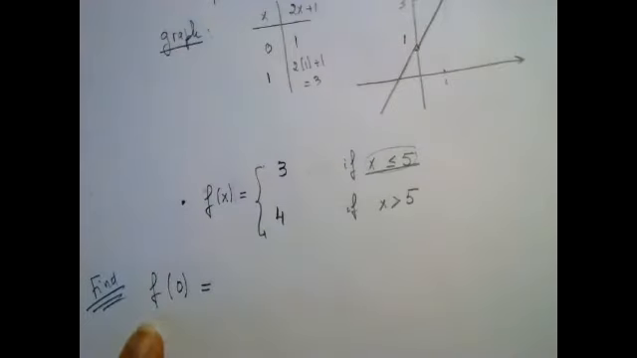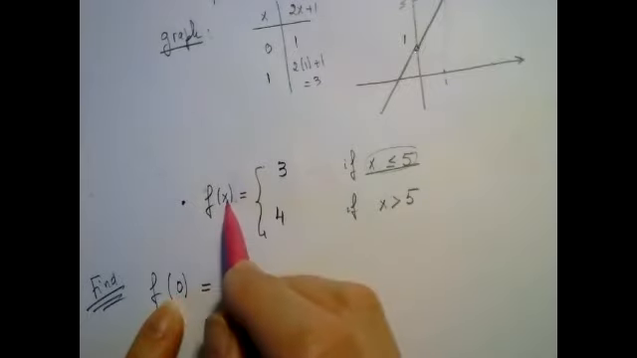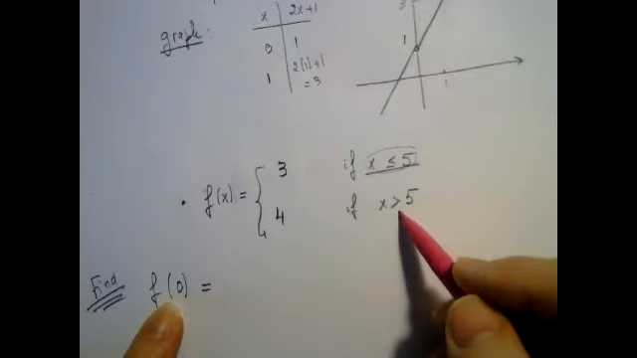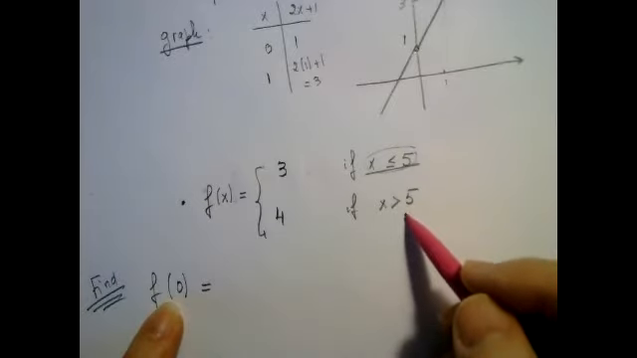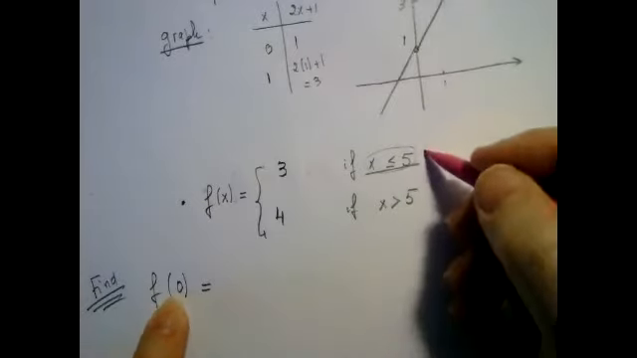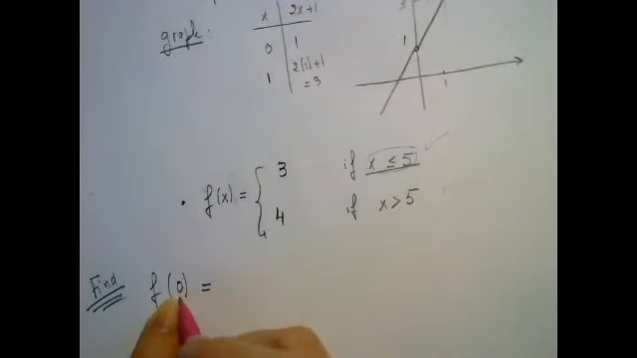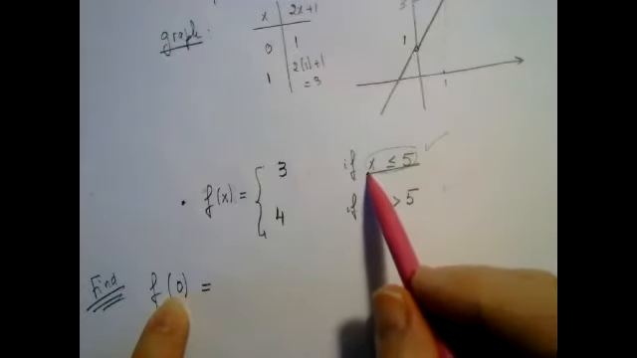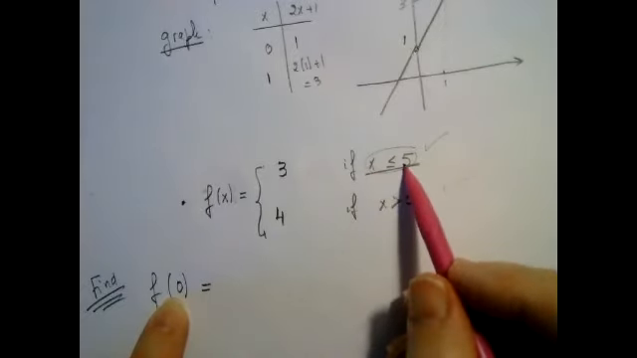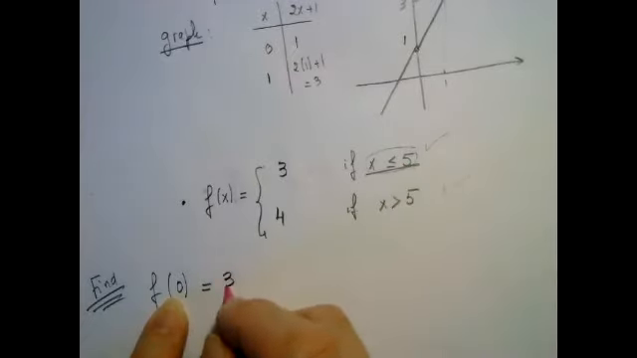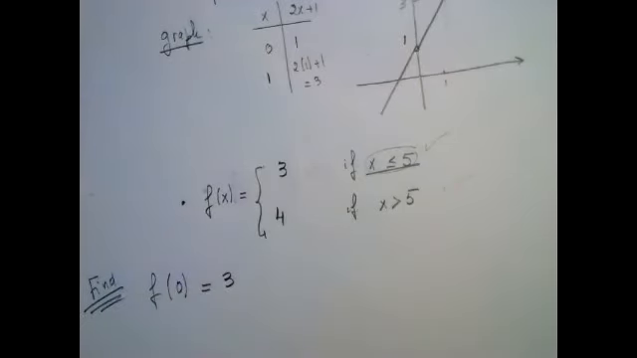What is f of 0 in this picture? How are we going to do it? You say, okay, my input is 0. What's going to be my output? I go back here and ask myself, which condition does my input satisfy? Does it satisfy this condition or that condition? The rule depends on my input. So my input is 0, and 0 is less than 5. So the rule tells me if your input is less than 5, your output is 3. So f of 0 is equal to 3. That's how we're going to start reading those functions.